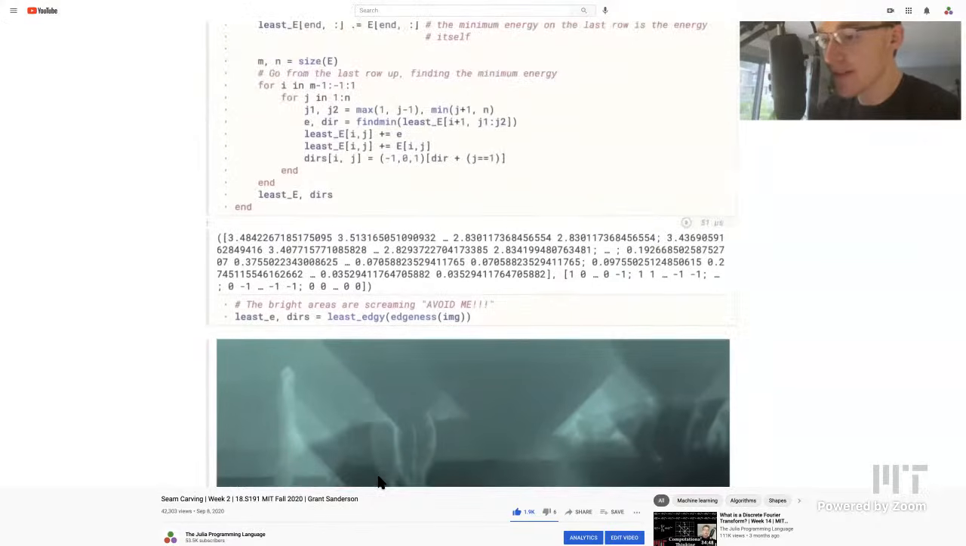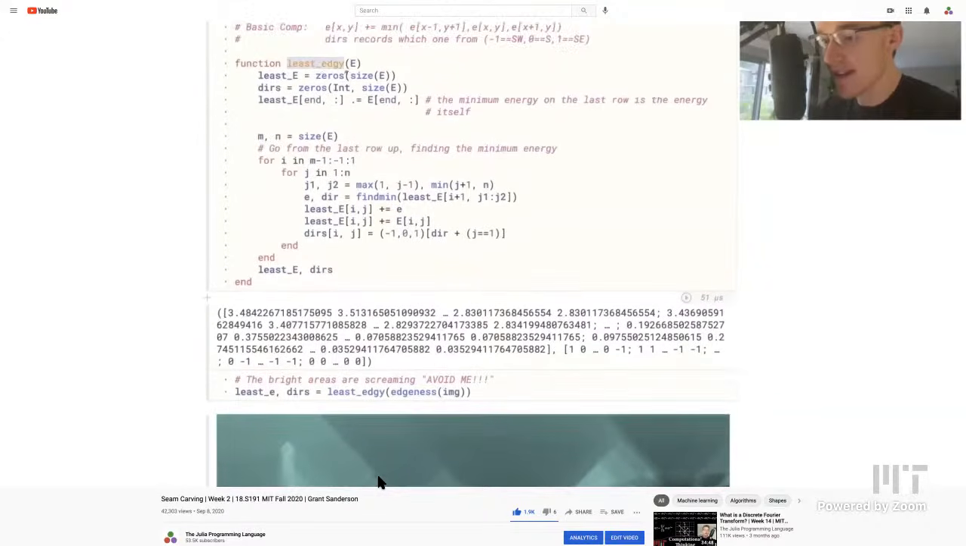So we've got this function here, which is trying to find the least edgy path, the least edgy values for a given array of energies or edginess or whatever we want to consider E to represent here. So we start by creating an array of zeros with the same size. And then we're also going to keep track of the directions. So what direction should we step from each pixel to get to that optimal path? That actually makes it so that we can draw one of these seams.